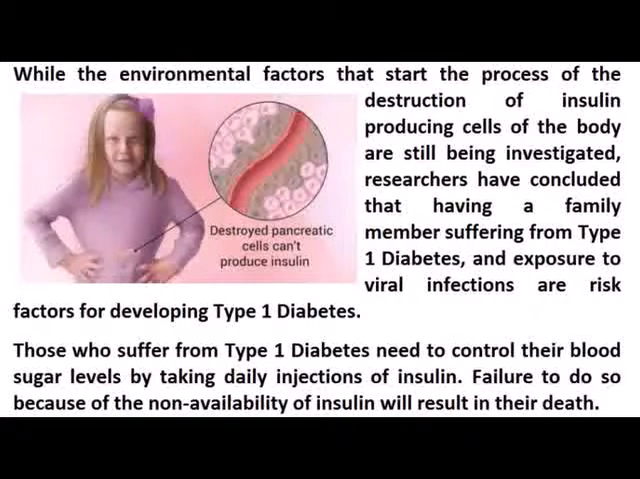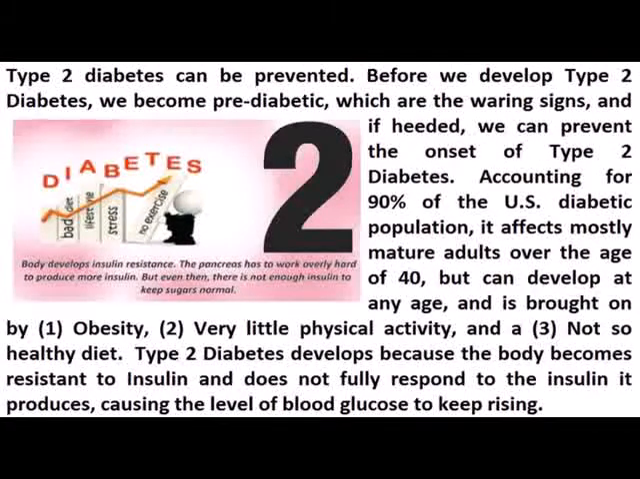Those who suffer from type 1 diabetes need to control their blood sugar levels by taking daily injections of insulin. Failure to do so, because of the non-availability of insulin, will result in their death. Type 2 diabetes can be prevented. Before we develop type 2 diabetes, we become pre-diabetic, which are the warning signs, and if heeded, we can prevent the onset of type 2 diabetes.